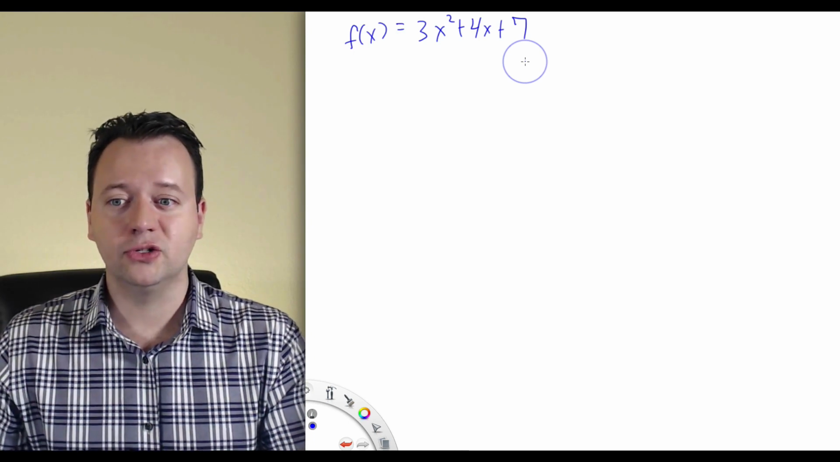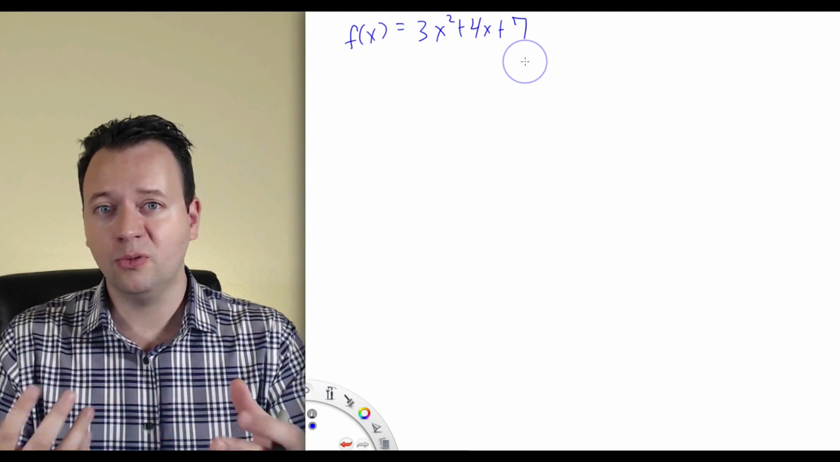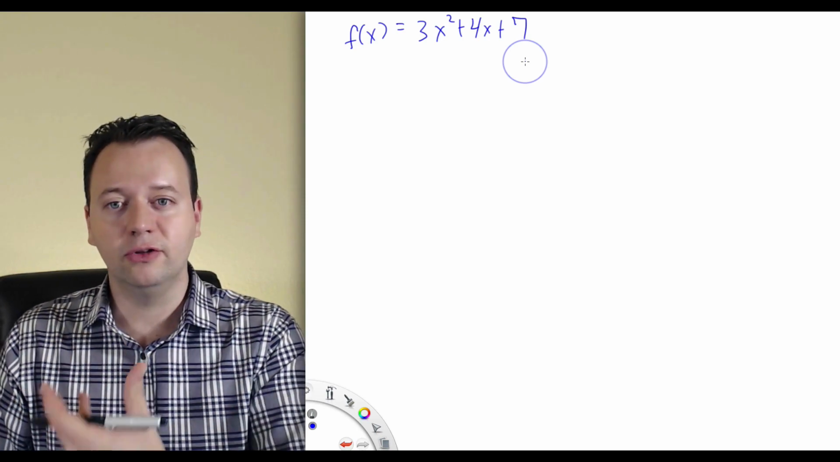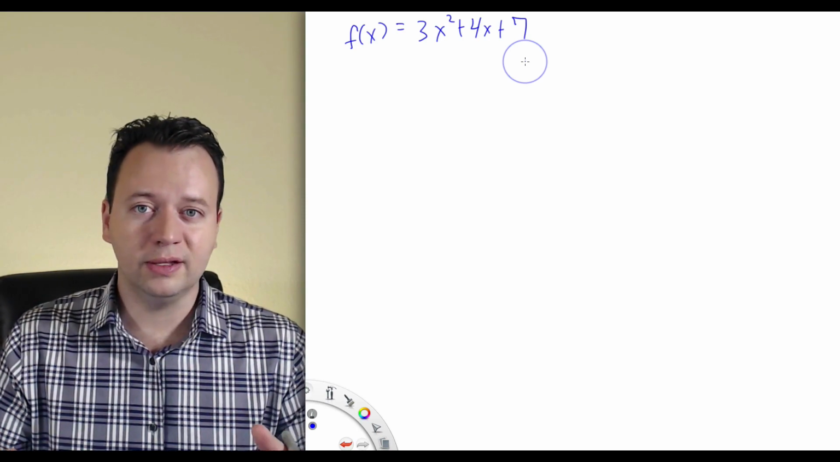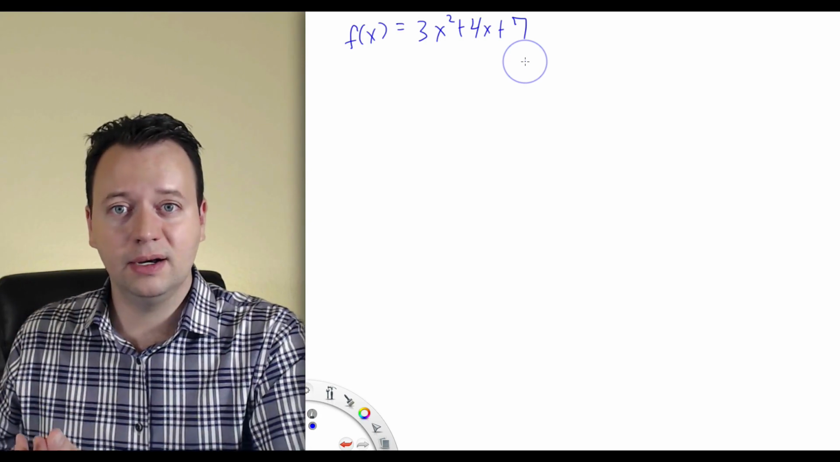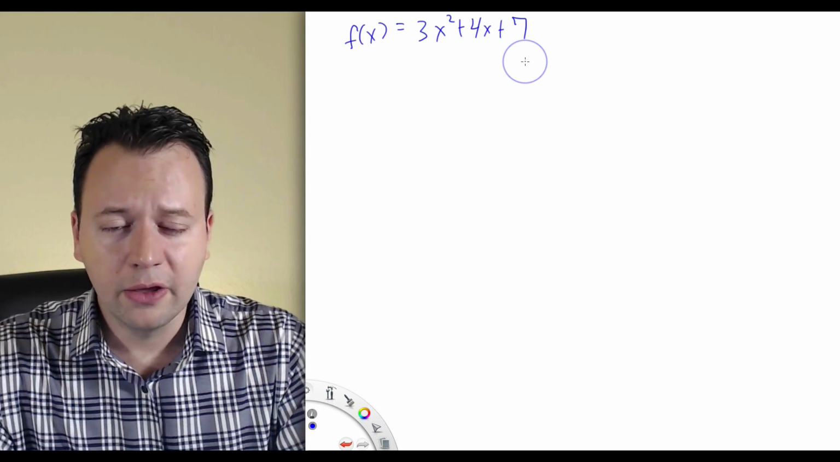Unless you want to actually compute the instantaneous rate of change separately at every single point you might be interested in. But the power of the derivative is that once you have the derivative, in order to compute the instantaneous rate of change at any point, you just take the derivative and evaluate it at that point. So let's see what we get.